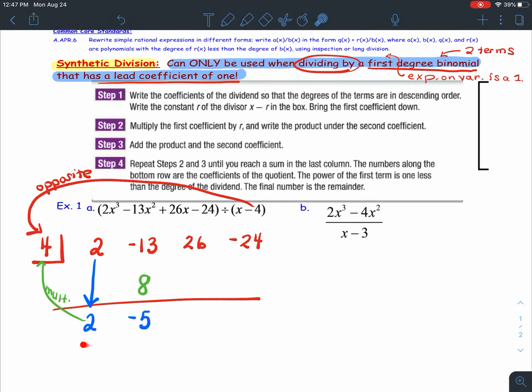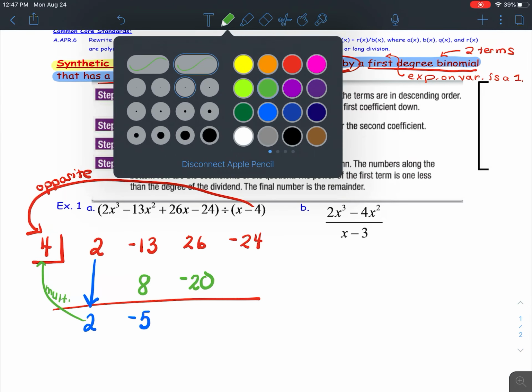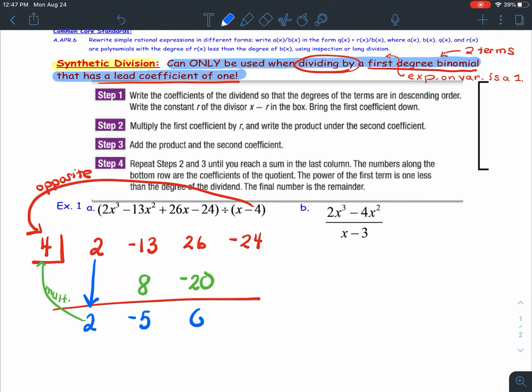Okay, then I repeat the process all over again. Now I'm taking this negative 5 and I'm going to multiply that negative 5 times the number I have in the box, the 4, and I'm going to fill that in under the 26. So that would be a negative 20. So the pattern is the number underneath the line gets multiplied by the number in the box, and that answer gets put in the next column. You add those together, and then you repeat that number below the line times the number in the box. That gets put in the next column. Okay, again, no flipping of any signs.